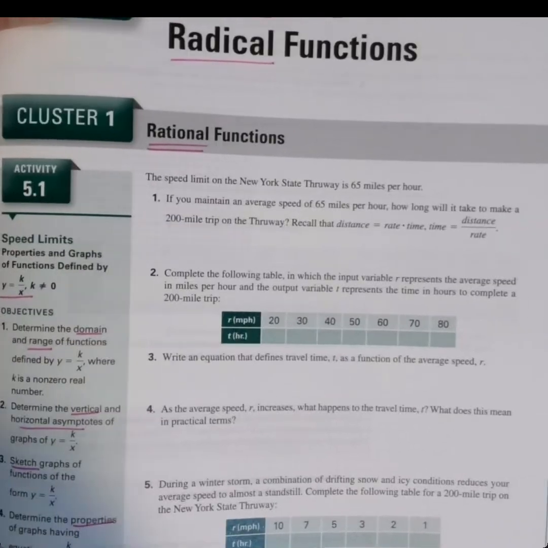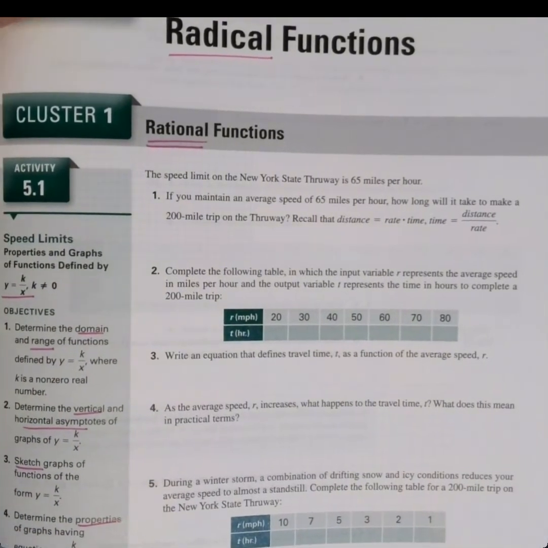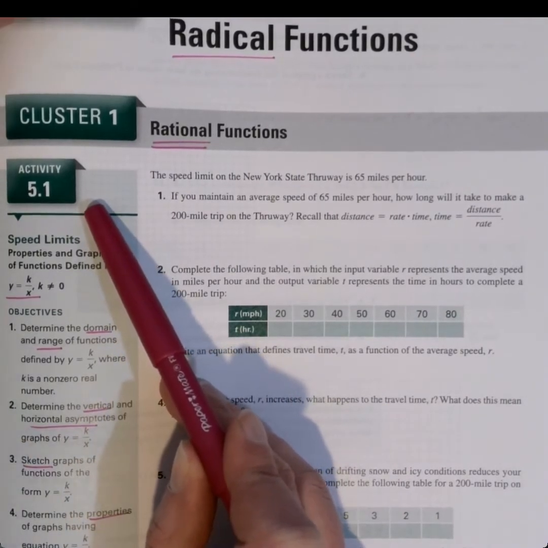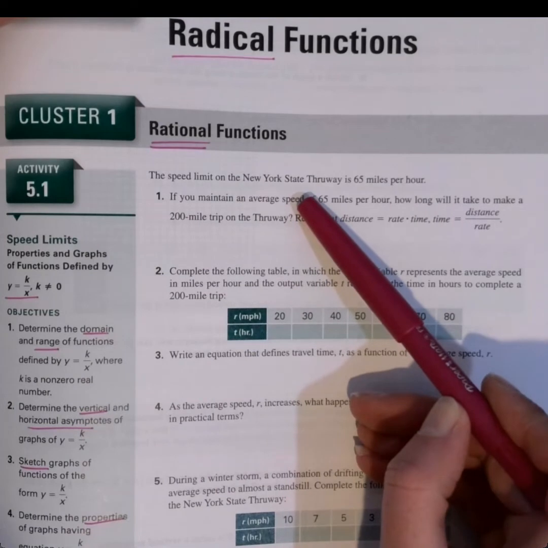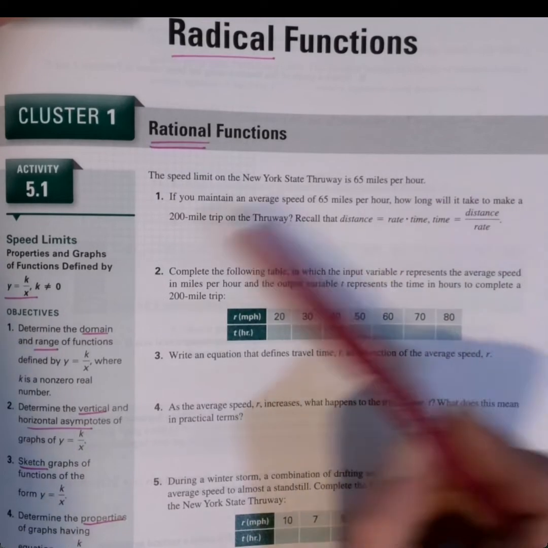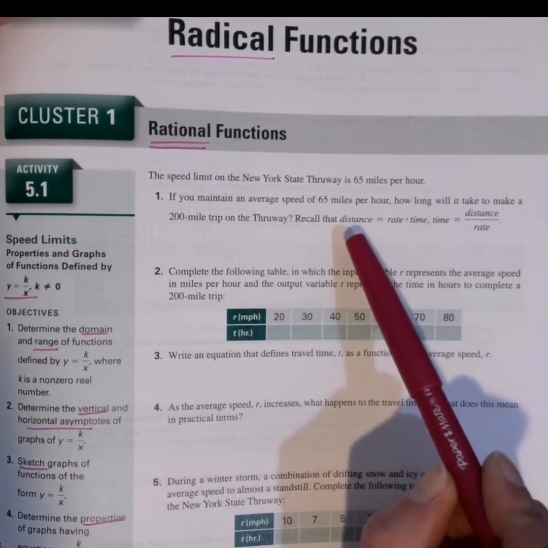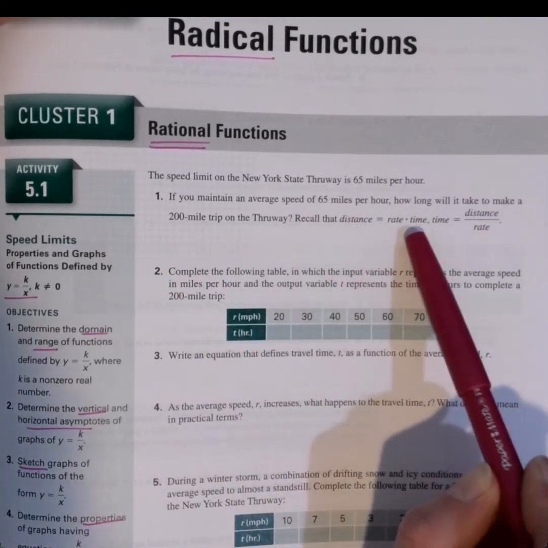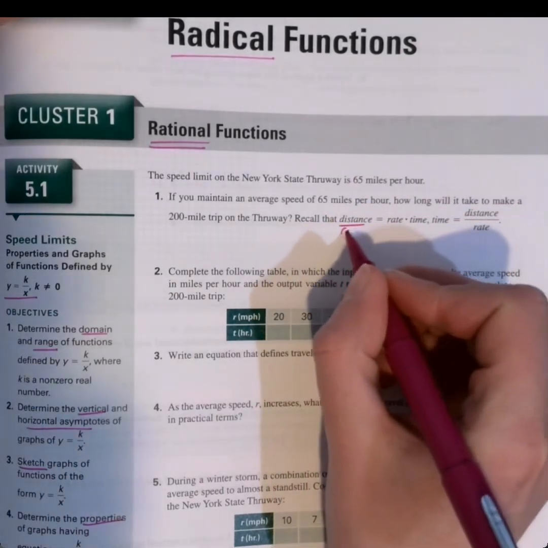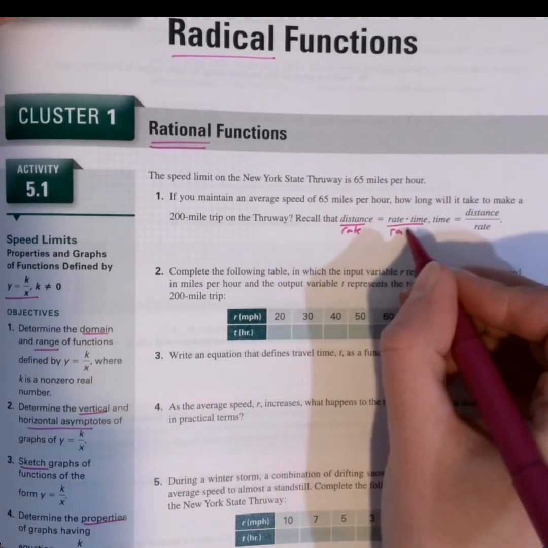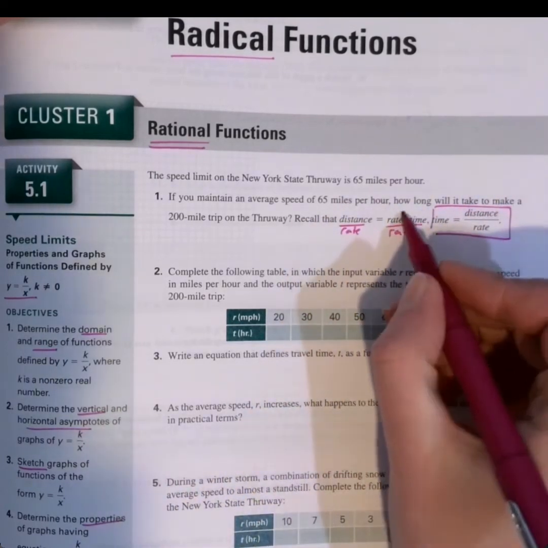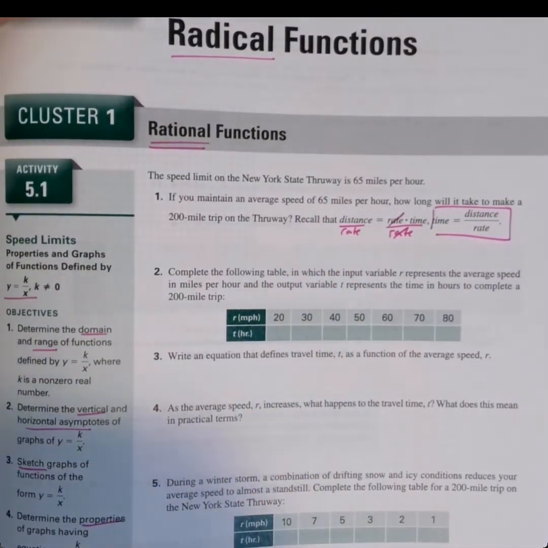So starting off, we have our situation here talking about speed limit and time and distance. The speed limit on the New York State Thruway is 65 miles per hour. So if you maintain an average speed of 65 miles per hour, how long will it take you to make a 200-mile trip? Since we know that distance is equal to rate times time, if we take this equation and solve for time, we would divide both sides by rate. That would give us the new equation over here, distance divided by rate equals time. So we want to solve for time.